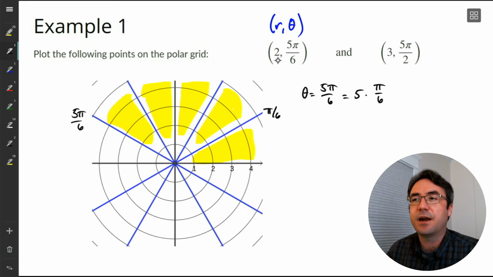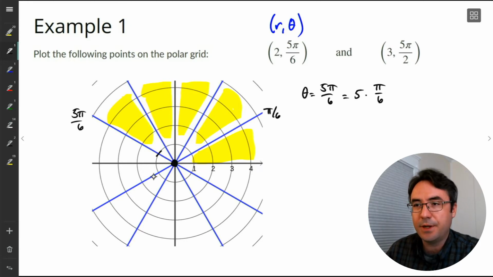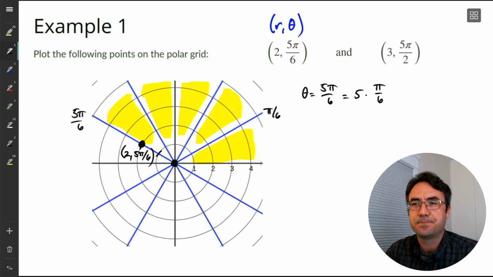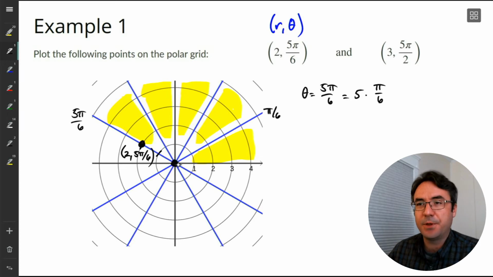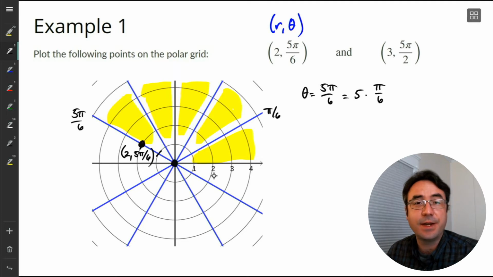And then we look at the r value. So the r value here is 2. So what we're going to do is start at the origin, and count out 2 units along this ray. So if we're starting at the origin, here's 1 unit and then 2 units. And so this is the point. This is 2, 5 pi over 6. That's our point there. So it's 2 units away from the origin, and it sits on that ray 5 pi over 6. And notice that it's on this circle that has a radius of 2.